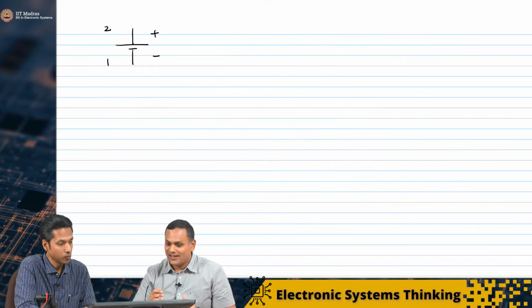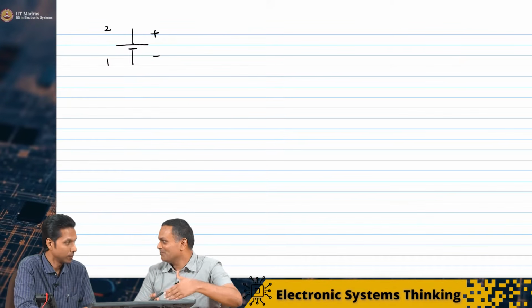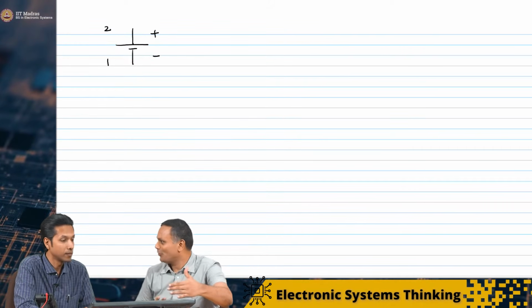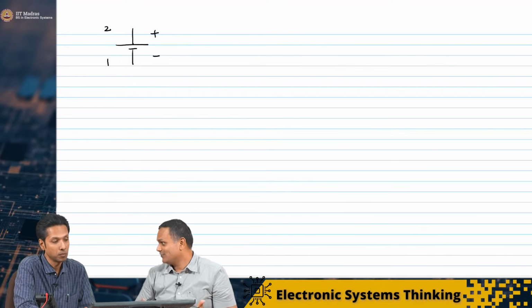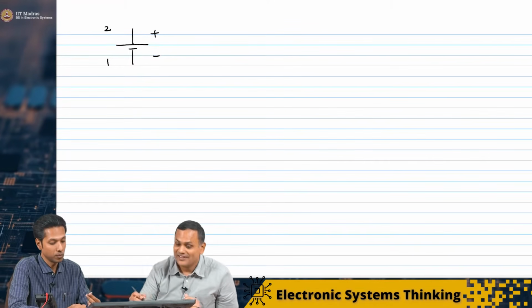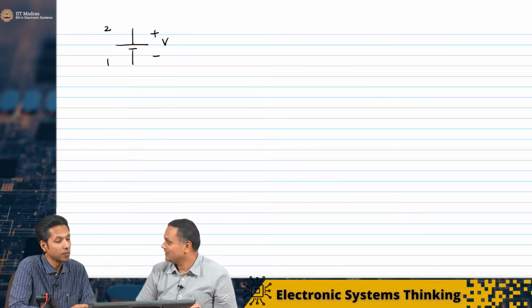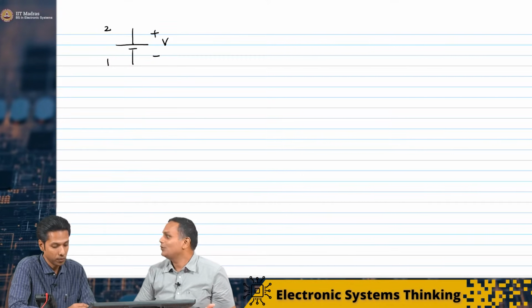So imagine somebody has already taken charge and separated it between points 1 and 2. There is ability for the charge to come back. So there is potential energy that can be used. And we say that the potential difference between the two terminals of the battery is V. That is the voltage that we have been talking about.